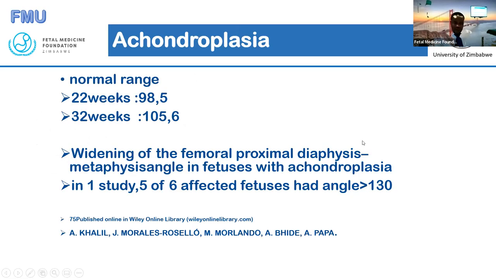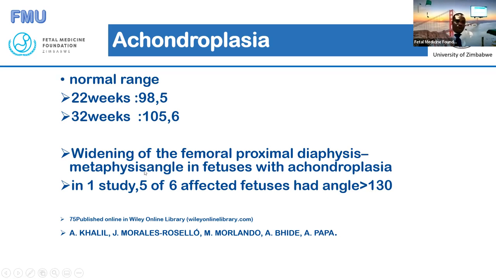This study was done trying to look at different angles of achondroplasia. And Carl published in 2012 that with achondroplasia, you get widening of the femoral proximal diaphyseal angle, right? So we are now going to the measurements part. Ultrasound scan also involves measuring the protractor angle. And in this study, 5 out of 6 affected fetuses had an angle of greater than 130, right? In our patient, we didn't measure it, but we're supposed to look at that angle.